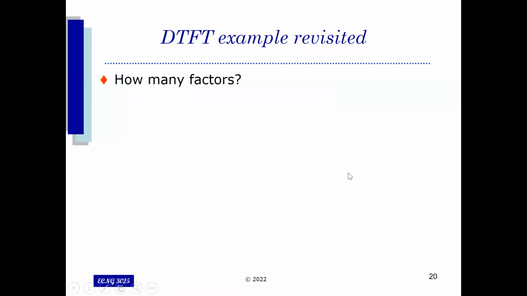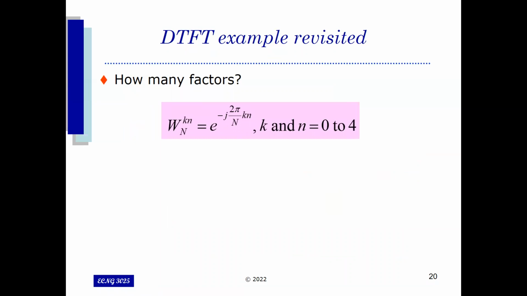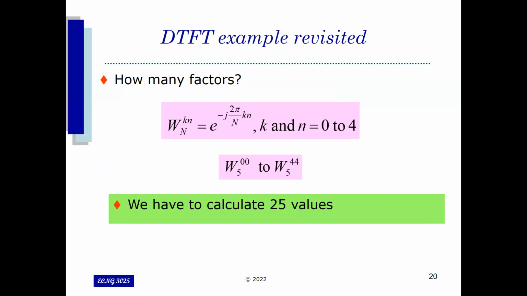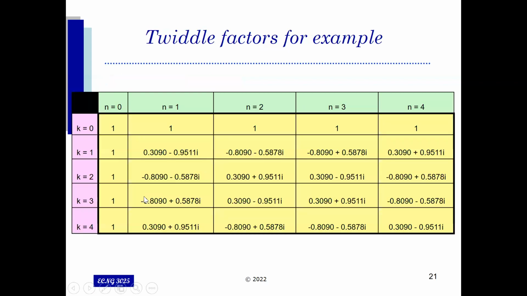No, not 4 by 4. You have to count 0. You're going from 0 to 4, which is 5 by 5, which is 25. For each value of k, you have to calculate five values of n. So you have 5 values of n and 5 values of k, so you have to calculate 25 values of W. If you like, I've put it in a matrix. We are evaluating e to the minus j 2 pi over 5 times kn, k going from 0 to 4, n going from 0 to 4.